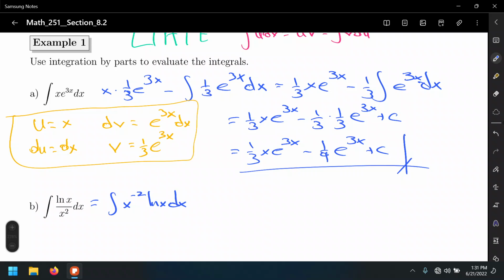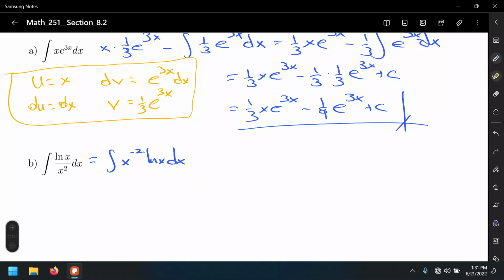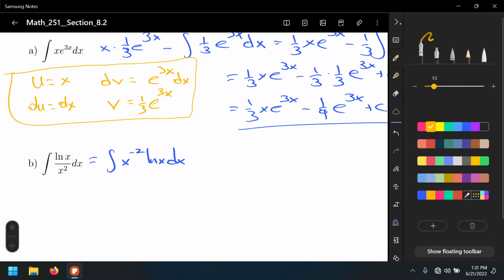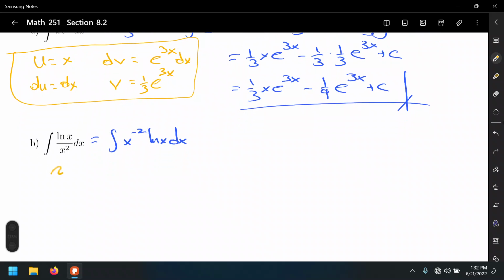All right, so let's start with the LIATE acronym again. L, which stands for logarithmic function. Do we have any logarithmic functions? Well, yes, that actually has to be our u. Of course, I mean, think about this. We don't have a formula to directly integrate the natural log function in the same way that we have one to differentiate it. In fact, integrating ln of x itself requires integration by parts. So in this case, u equals ln x, du equals 1 over x dx.